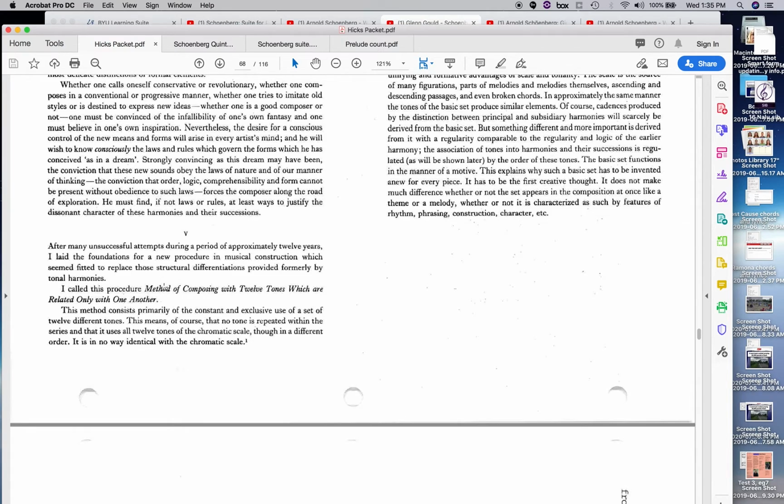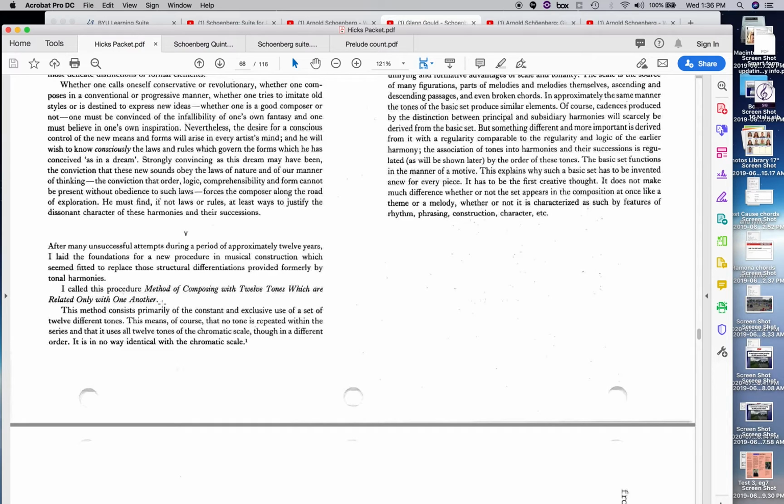Well, it's a method for composing with 12 tones. What does 12 tones mean? He means 12 pitch classes. And you remember the differentiation between pitch class and pitch that we should keep in mind always, of course: the piano has 88 pitches, but only 12 pitch classes, right? Those are all in the same pitch class. Okay, so that's what he means by 12 tones, which are related only with one another.